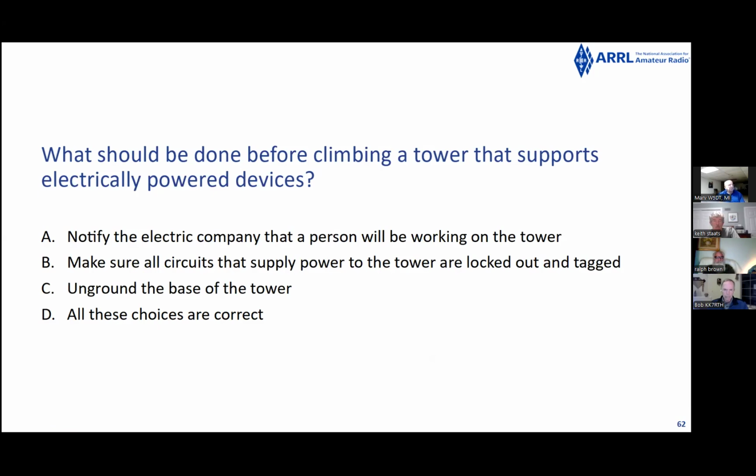What should be done before climbing a tower that supports electrically powered devices? Notify the electric company that a person will be working on the tower. Make sure that all circuits that supply power to the tower are locked out and tagged. Unground the base of the tower. All these choices are correct.